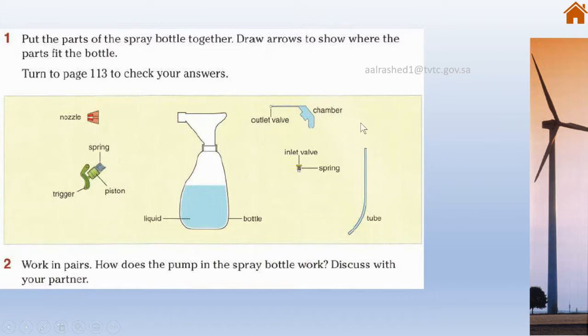This is a tube. This is the link tool where you can transfer the water up toward the nozzle. So these are the parts of the spray bottle.